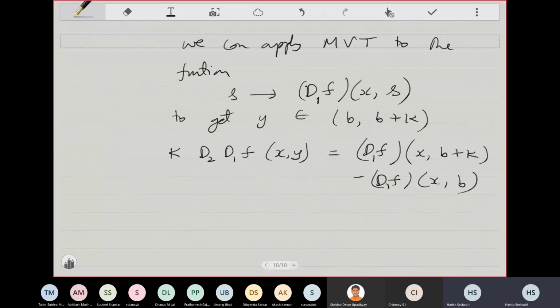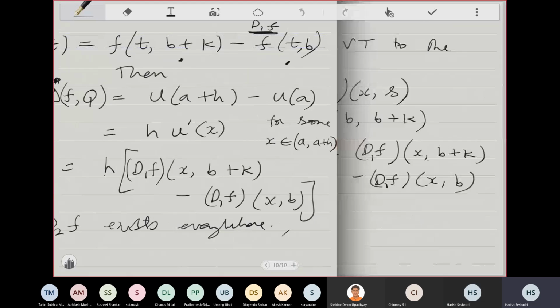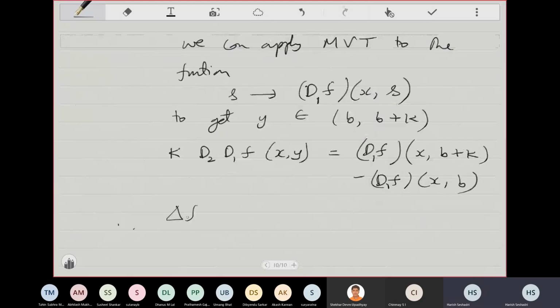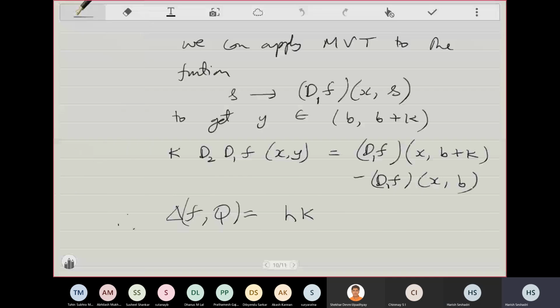Okay, so I've applied the mean value theorem to the first partial derivative and I get this. So if I plug it in back here, there was already an h here. Now I'll also get a k. So the upshot is that delta f q is equal to h times k and then d2 d1f at xy.